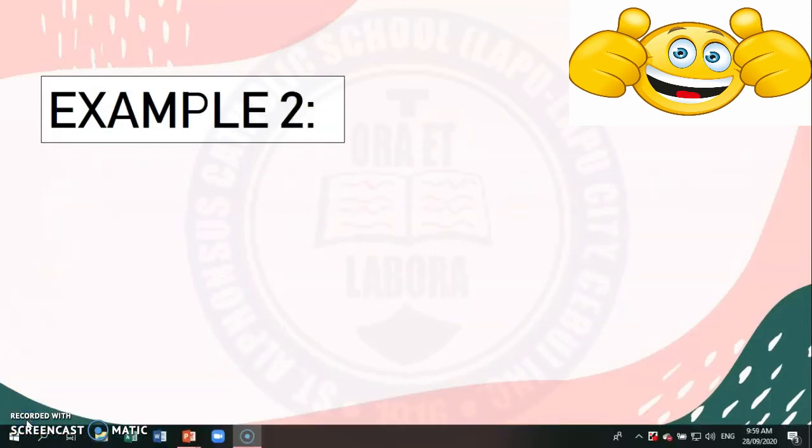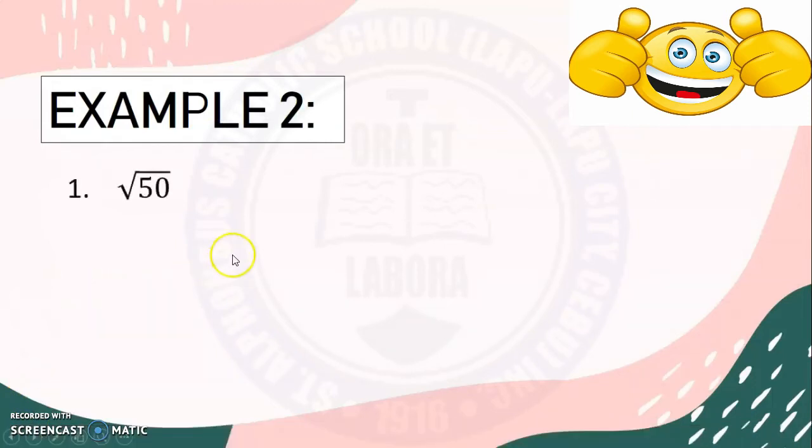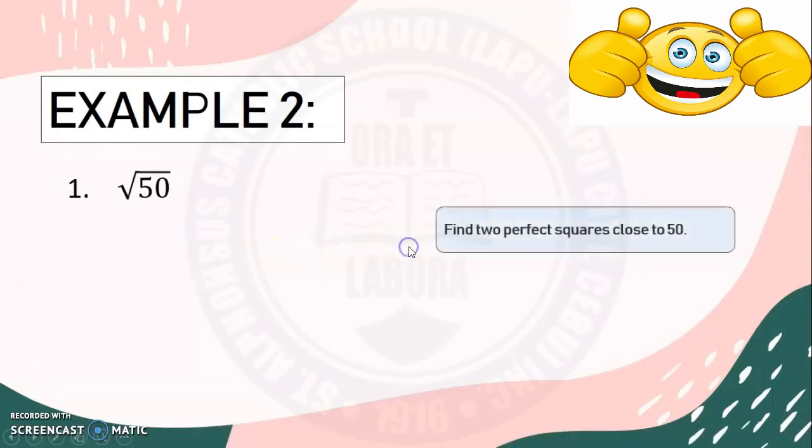Okay, now let's have example number 2. We have the square root of 50. First step, find two perfect squares close to 50. And these are 49 and 64. 49 is a perfect square before 50 and 64 is a perfect square after 50.